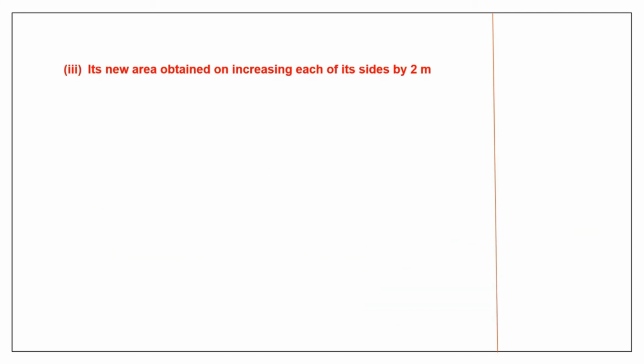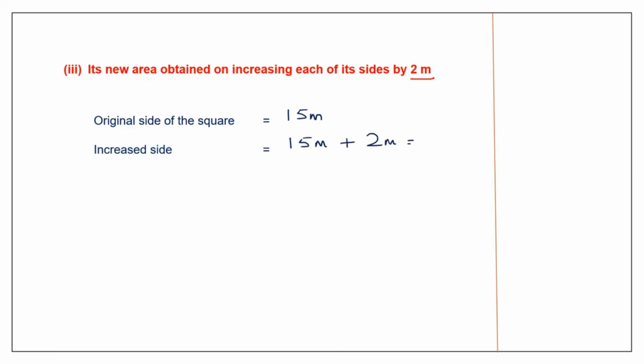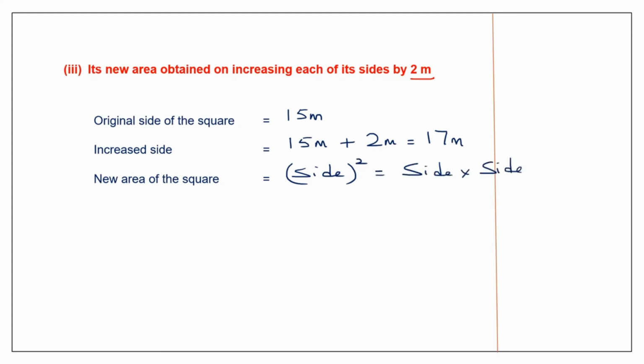Now we have to find the new area obtained on increasing each of the sides by 2 meters. So the original side of the square is 15 meters. We found out. Then the increased side will be 15 meters plus 2 meters. That will be equal to 17 meters. So now we have to find the new area of the square. Let's use the formula side square, which is side into side. This is equal to 17 meters into 17 meters. So let's multiply 17 into 17 and see what we get.